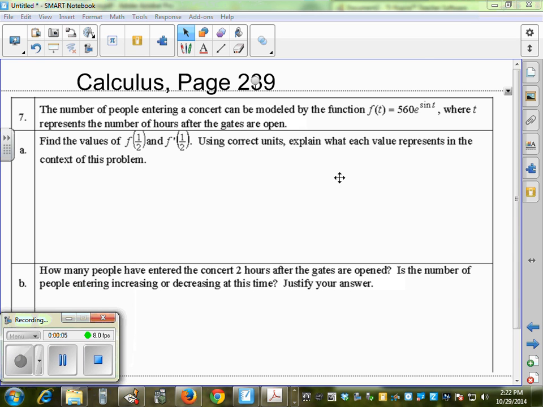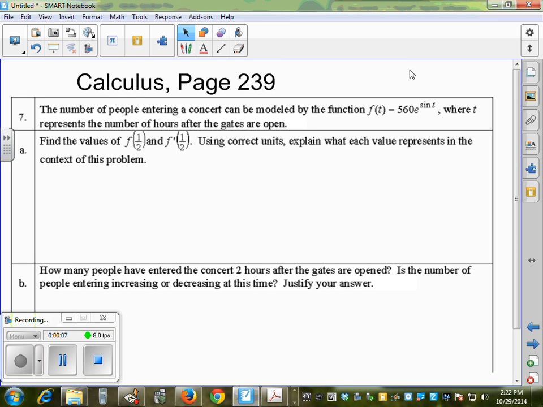Welcome to Calculus Homework, page 239. This is a nice page. It is all calculator all the time. If we look at number 7, give you a second to close read that.